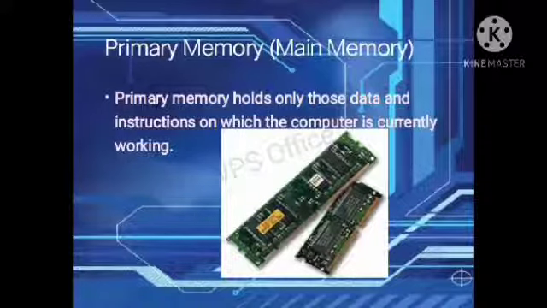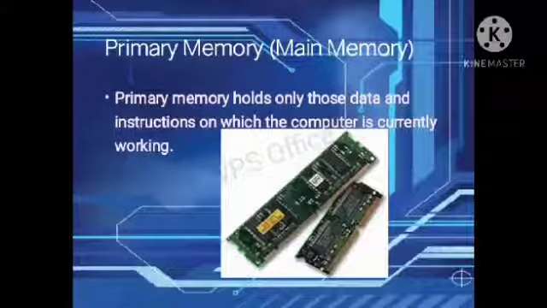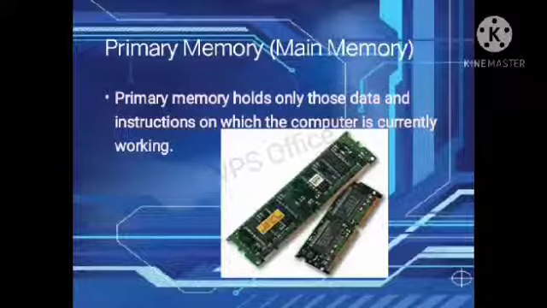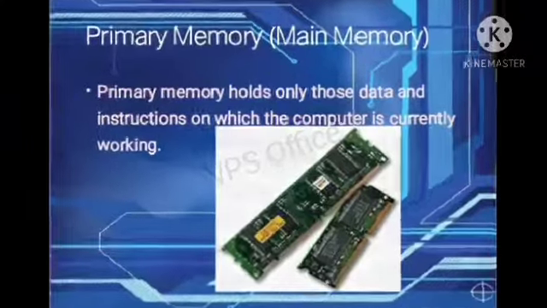Primary memory holds only those data and instructions on which the computer is currently working. The functions of primary memory: it has a limited capacity and data is lost when the power is switched off. It is generally made up of semiconductor devices. These memories are not as fast as registers. The data and instructions required to be processed reside in the main memory. It is divided into two subcategories, RAM and ROM.